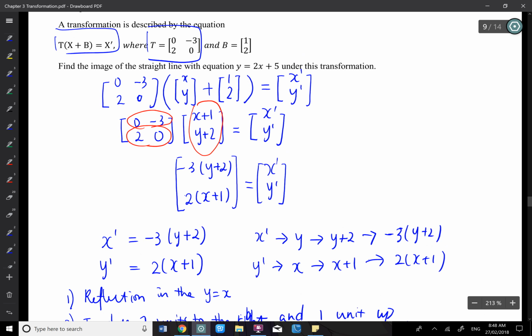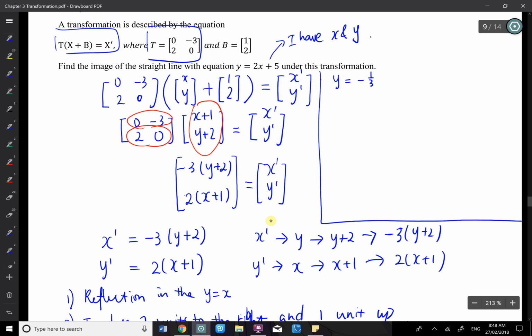Okay, so we haven't answered the question yet. This bottom part is not necessary to answer that. What we need to answer is what the transformed equation looks like. So we have x and y. I need to make x and y the subject. So here y equals -1/3 x dash minus 2, and x equals a half y dash minus 1. Okay, I have x and y as the subject.